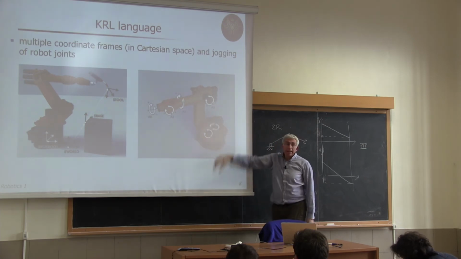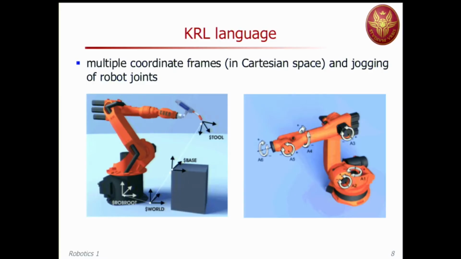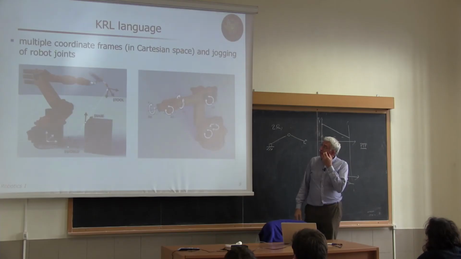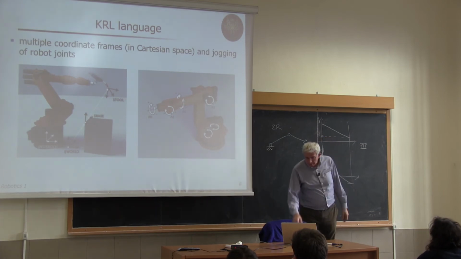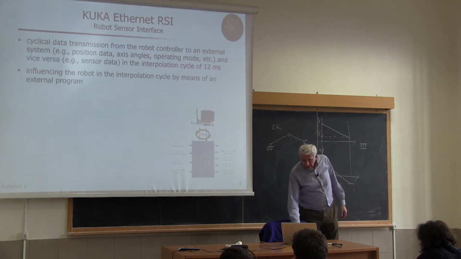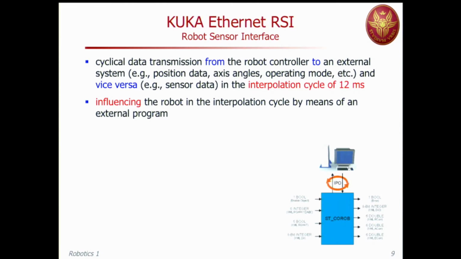You can move each joint independently, and you should know what the positive sense of rotation is. This is why you have pictures like that in all manuals of programming languages. So let's say a few more words about interfaces, because we want to do something with this robot that goes beyond what the manufacturer intended for industrial application.